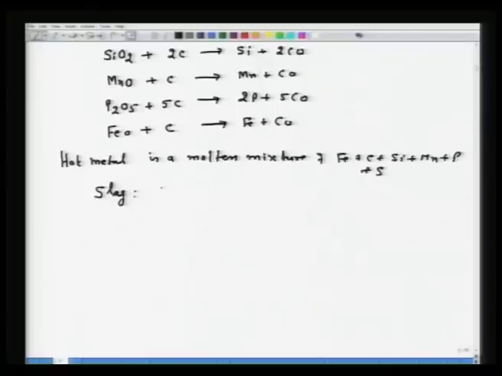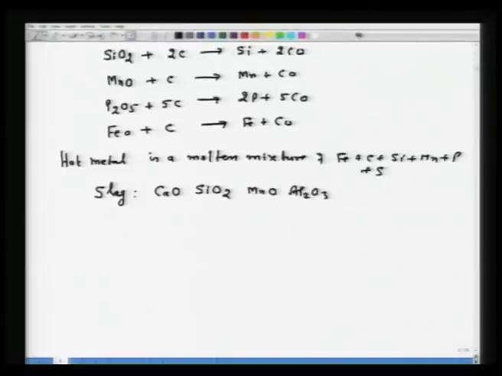Slag typically consists of CaO, SiO2, then MnO, then Al2O3. That means all other impurities of iron ore get eliminated near the Bosh region and all are in the fluid state, and both hot metal and slag trickle down into the hearth region and because of the density difference, the hot metal and slag are separated. So, that is how in short the iron making in blast furnace takes place.